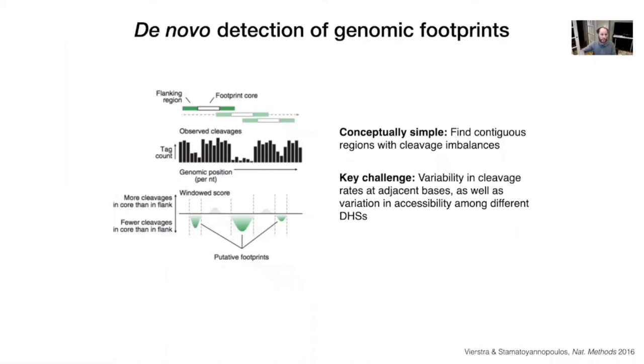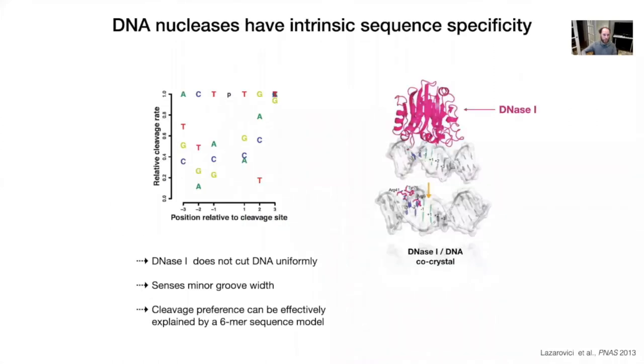We're just going to find contiguous regions of the genome with cleavage imbalances. One way you can intuitively think about this is running a window across the genome consisting of a footprint core and the flanking regions. And anytime there are fewer cleavages in the core than the flank, you could call those putative footprints. However, this approach has a number of challenges that may confound footprint detection, namely the variability in cleavage rates at adjacent bases, as well as the variation in accessibility amongst different DHSs in general.